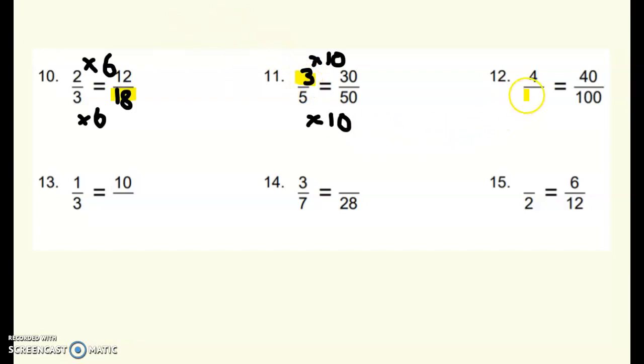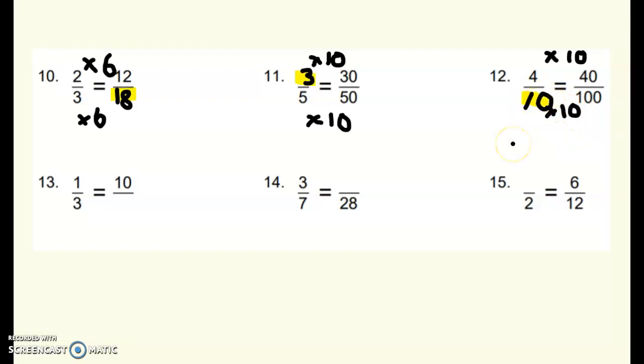Let's have a look here. Now this time, this denominator is missing. So again, I'm going to go to where I've got both, which here is 4 and 40. I know I've got to times by 10 to get to 40, which means here I would have to times by 10 to get to 100. I know that 10 times 10 is 100. If I didn't know that, I could go backwards and say 100. Remember to change the sign. 100 divided by 10 equals 10.